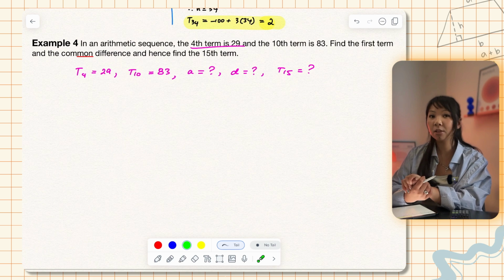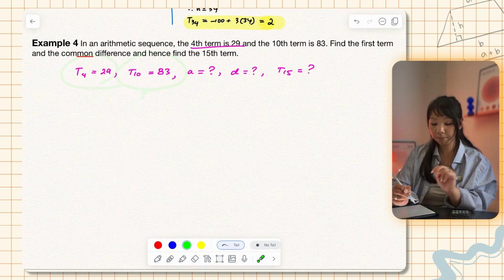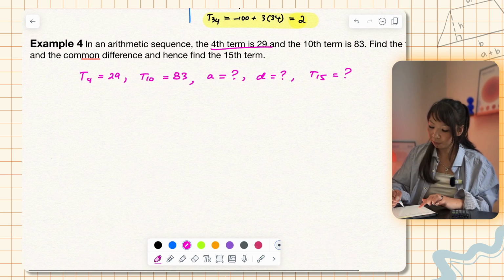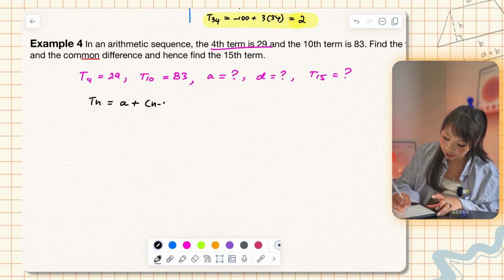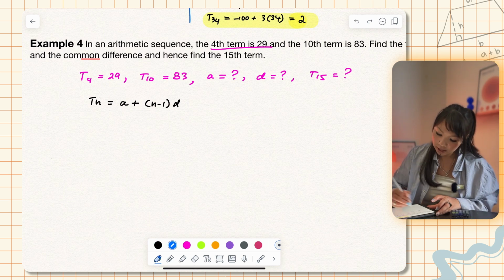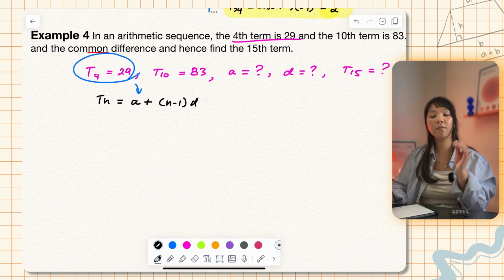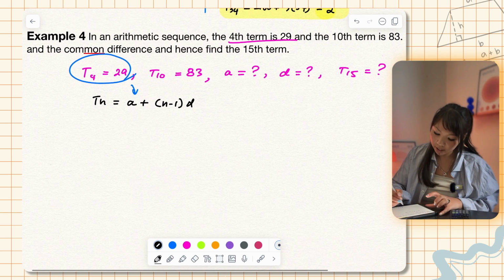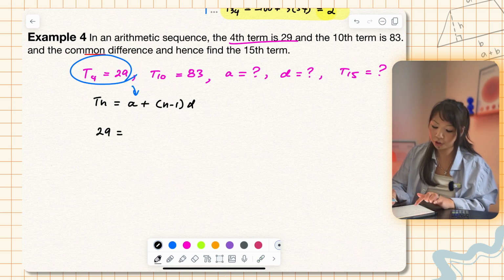And the way that we obtain those two equations is we're going to use the two bits of information they've given us in the beginning, which is that the fourth term is 29 and the 10th term is 83. And we're plugging each of them into the Tn formula, Tn equals a plus (n minus 1)d. So if I substitute in T4 equals 29 into here, we're looking for a and d. So those are going to be unknown. 29 is the term itself, so that's going to be in the Tn portion.